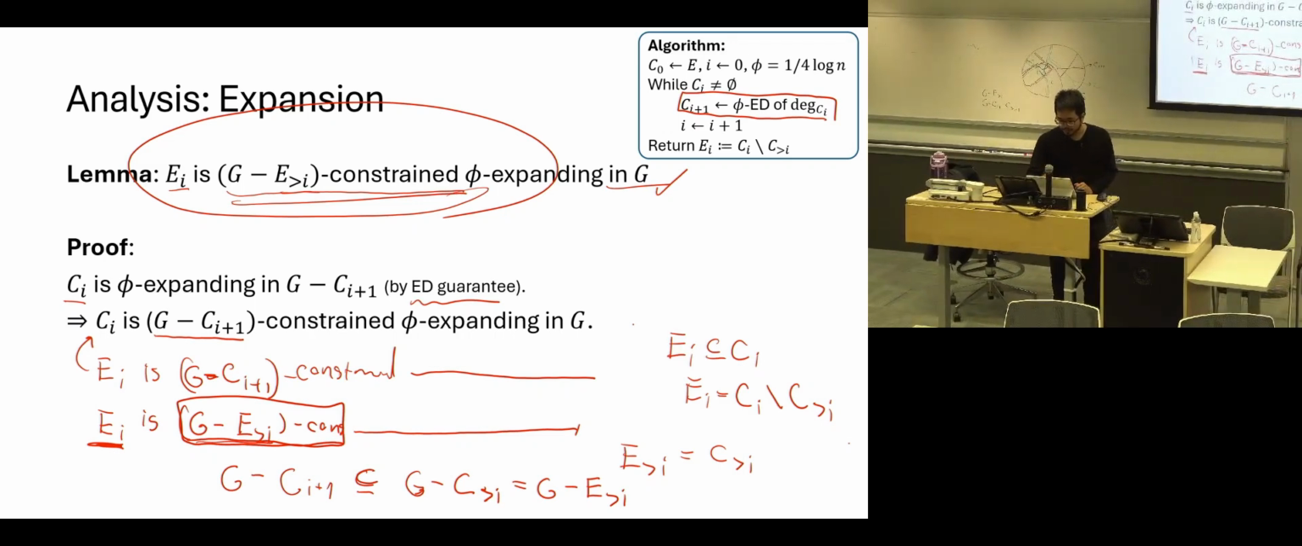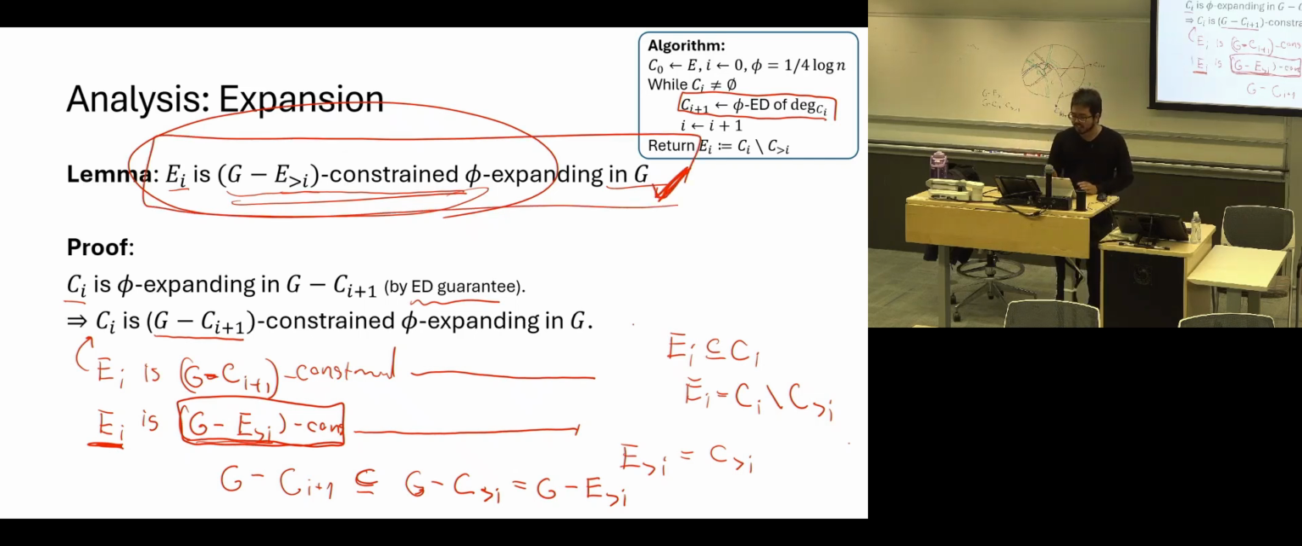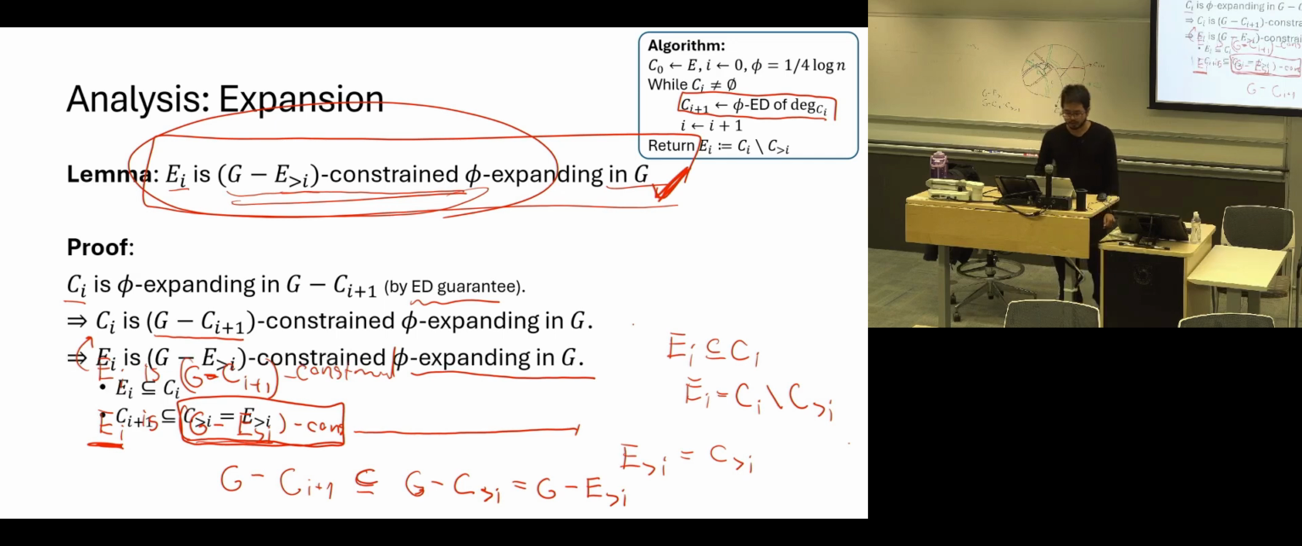But once we have this, we are done. This is just the definition of leaky SE hierarchy. Right? So we get it. That's it. It's super easy.